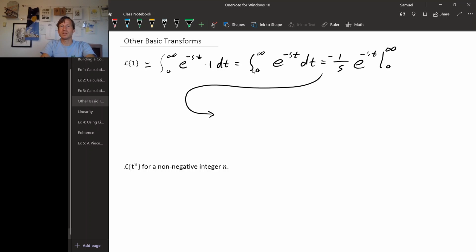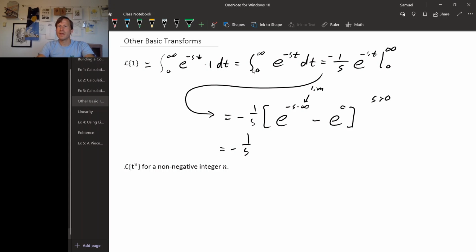So now we need to plug in our bounds. We get minus 1 over s times e to the minus s times infinity. So again, this infinity is really a limit, and we'll think about that limit in just a second, minus e to the 0. Okay, now for this limit, if s is positive, then e to the minus st, as t goes to infinity, well, this exponent is going to negative infinity, and so this e to the minus st goes to 0.